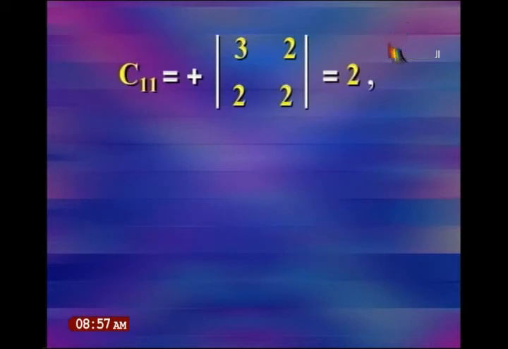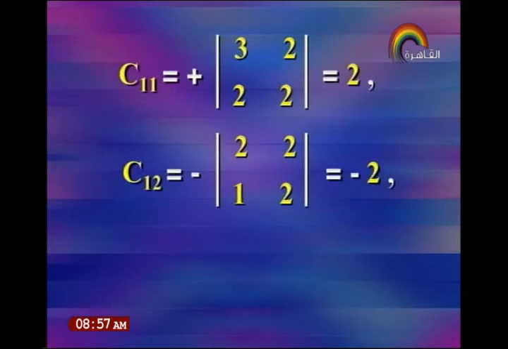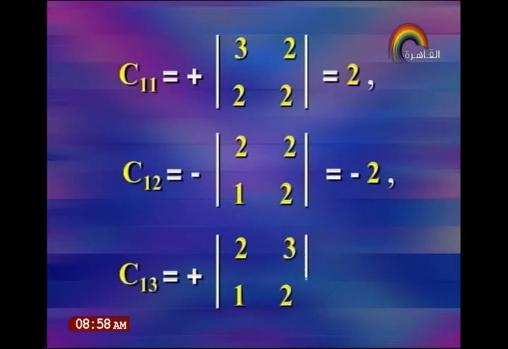C1,1 is positive. C1,2 means first row, second column with negative. First row, second column, we remove and the determinant remainder 2, 2, 1, 2, using 2 times 2, 4 minus 2 times 1, 2 equals 2 and its sign negative, -2. C1,3 means we remove the first row and third column and write the determinant 2, 3, 1, 2. Answer is 1.